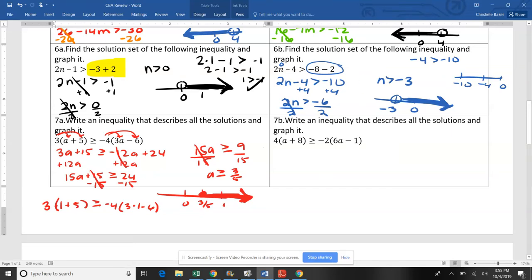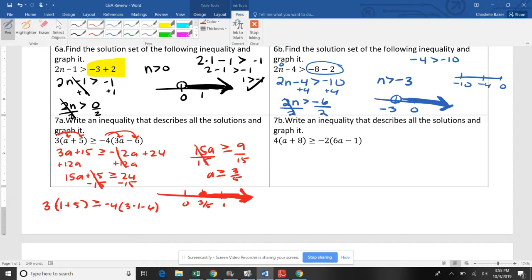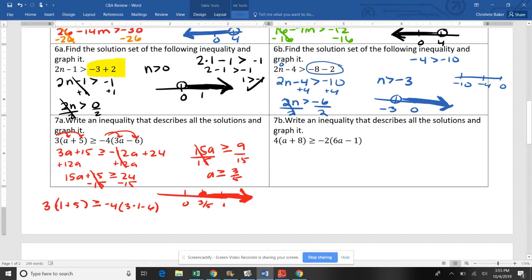Okay, example 7B for the CBA review for Algebra 1. Again, I am going to use distributive property and multiply my 4 by both terms on the inside of my parentheses. So that's 4a plus 32 is greater than or equal to negative 12a plus 2. Negative 2 times negative 1 is positive 2. I'm going to add 12a to both sides.